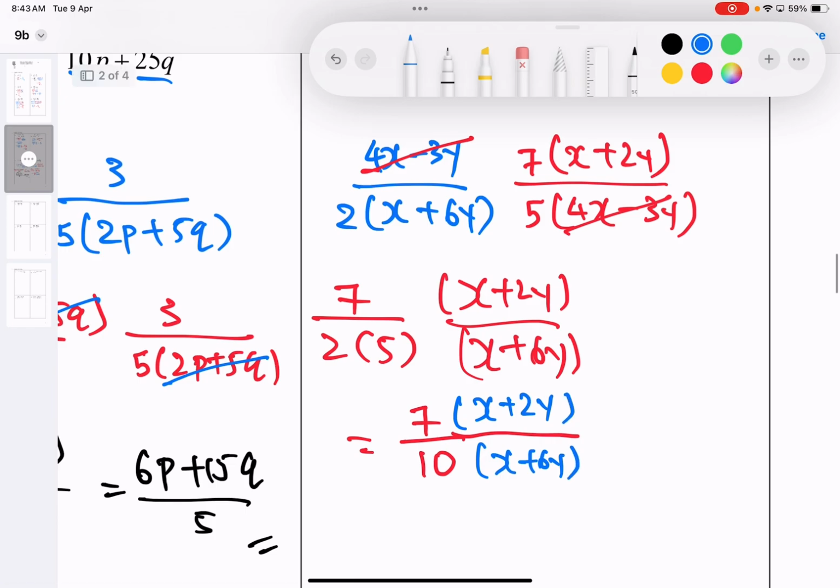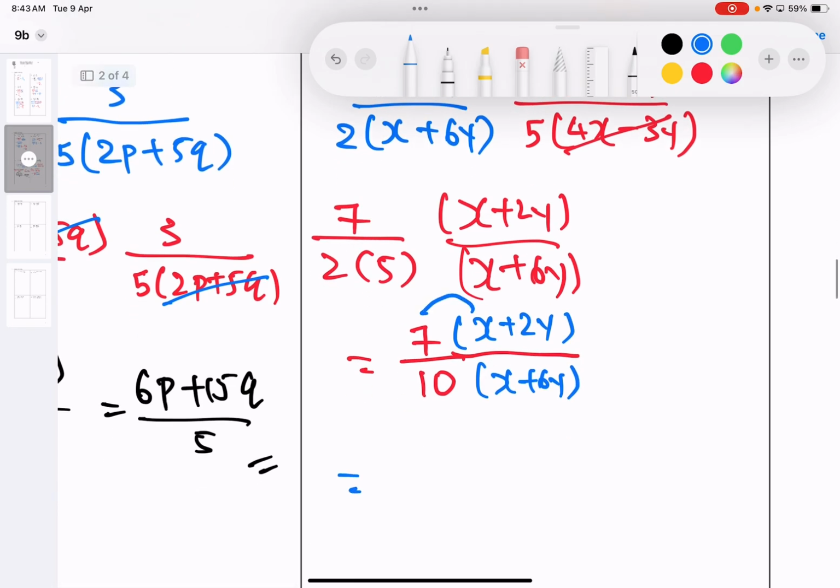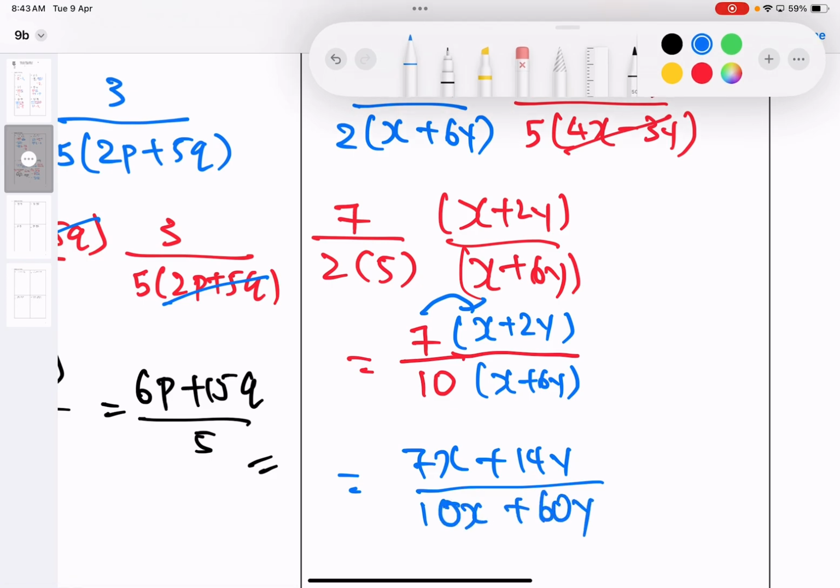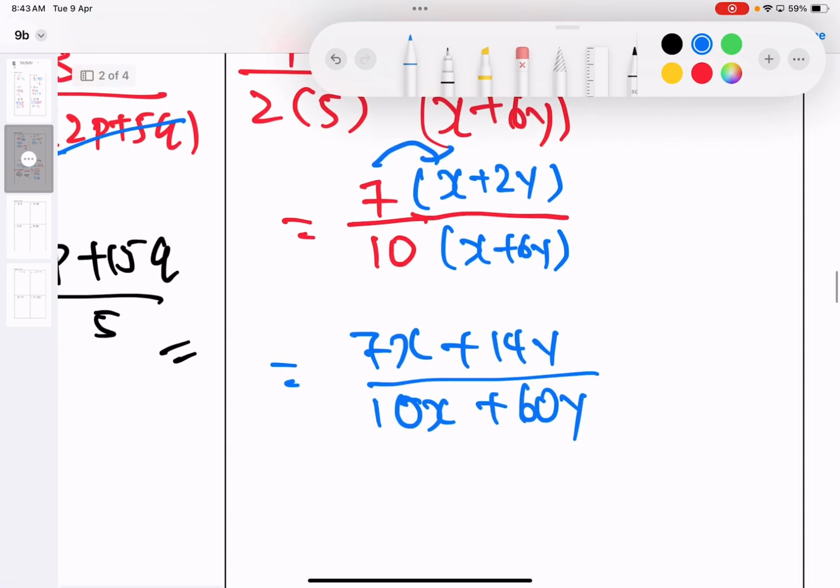Final step, just multiply back in: 7x plus 14y divided by 10x plus 60y. Okay, ladies and gentlemen, this is your final answer in the most simplified form. The steps are the same: if you can factorize, then please factorize. If you cannot, then just leave it as it is.